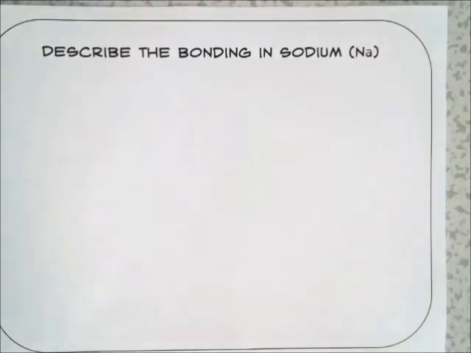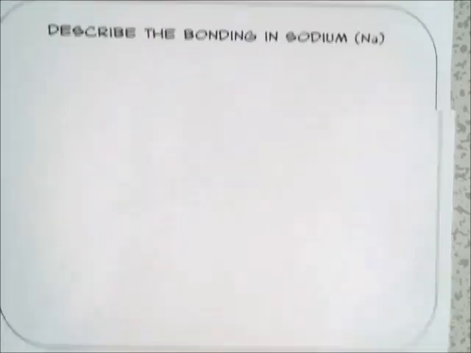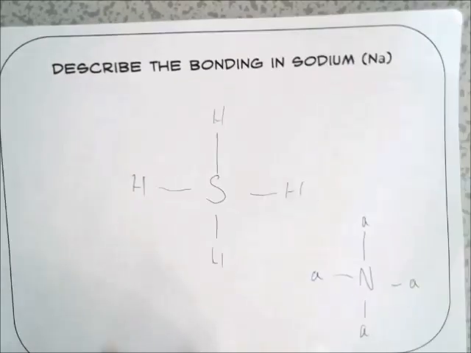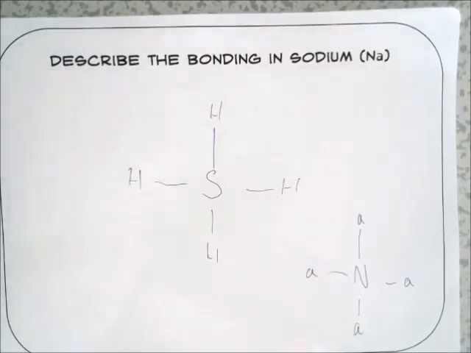So today we're describing the bonding in sodium. So sodium is an example of a metal, and we're now going to look at some students' work as they attempt to answer that question.